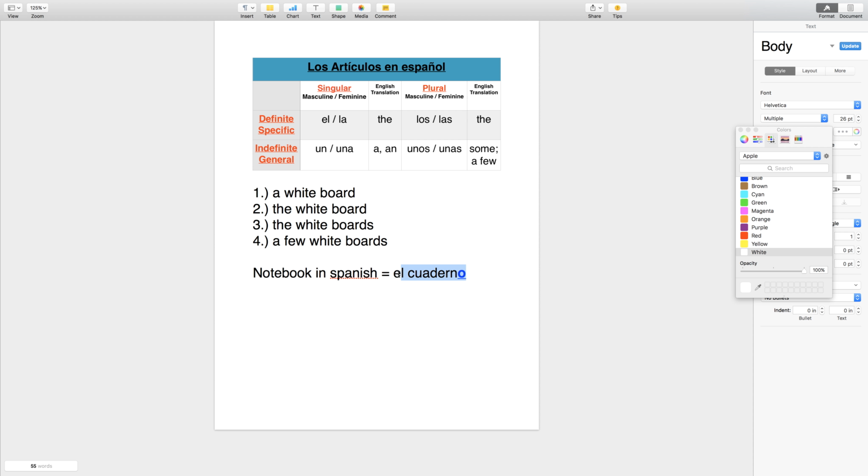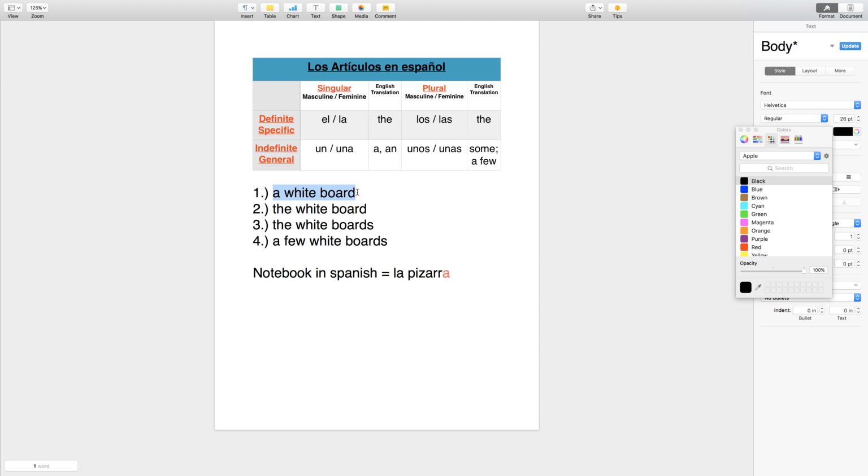And the word for whiteboard is pizarra. First thing I do is I look at this last letter, and as stated earlier, most of the time, not all the time, but most of the time, it's going to be feminine if it ends with an A. So sure enough, la pizarra. It's going to be feminine.